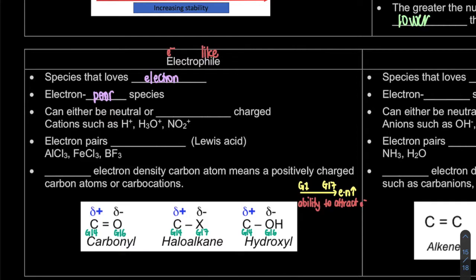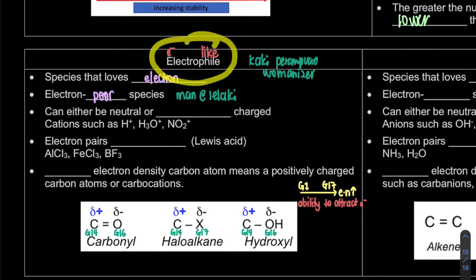Electrophile, to put it simply, is like a womanizer, someone who loves women. Usually we call a man the womanizer. So it's the same here. It likes the electron, but it likes electrons because it doesn't have any electrons. We will always like what we don't have.